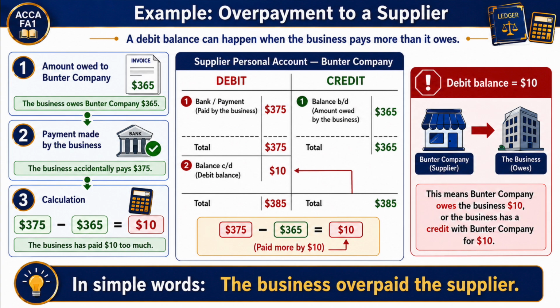So the supplier account will now show a debit balance of $10. This means Bunter Company owes the business $10, or the business has a credit with Bunter Company for $10. In simple words, the business overpaid the supplier.